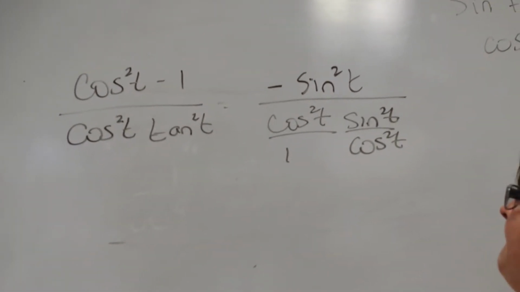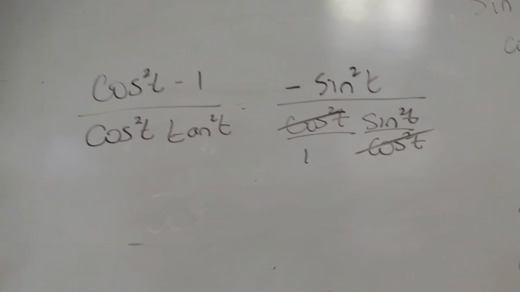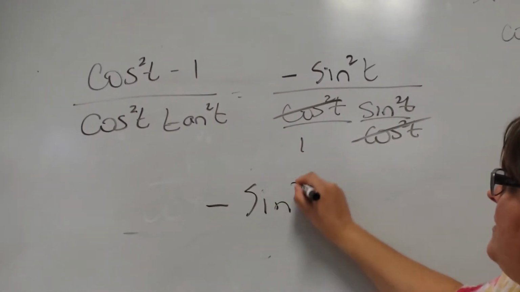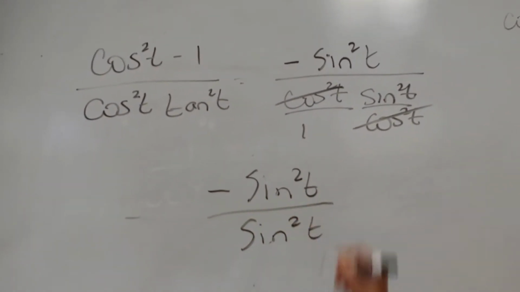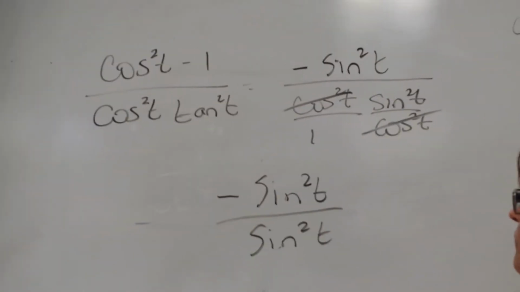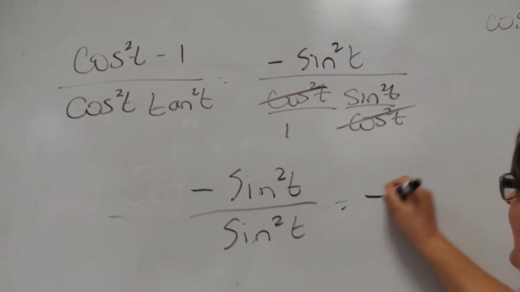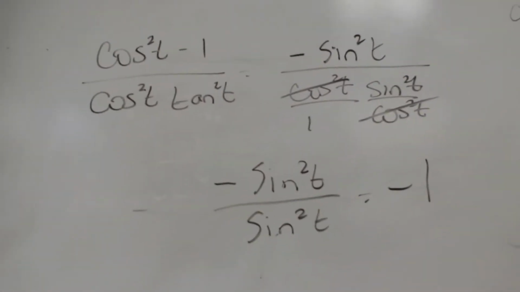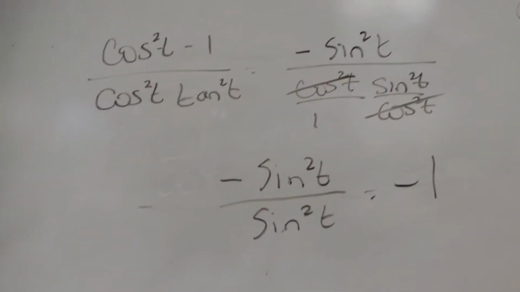And then I cross canceled the cosine. Oh, okay. So you said, oh, look, cool. Nice. So I'm left with negative sine squared of t over sine squared of t. And then we cancel out and I get negative 1. Perfect. Do you guys like it? It's one of my favorite things to do.